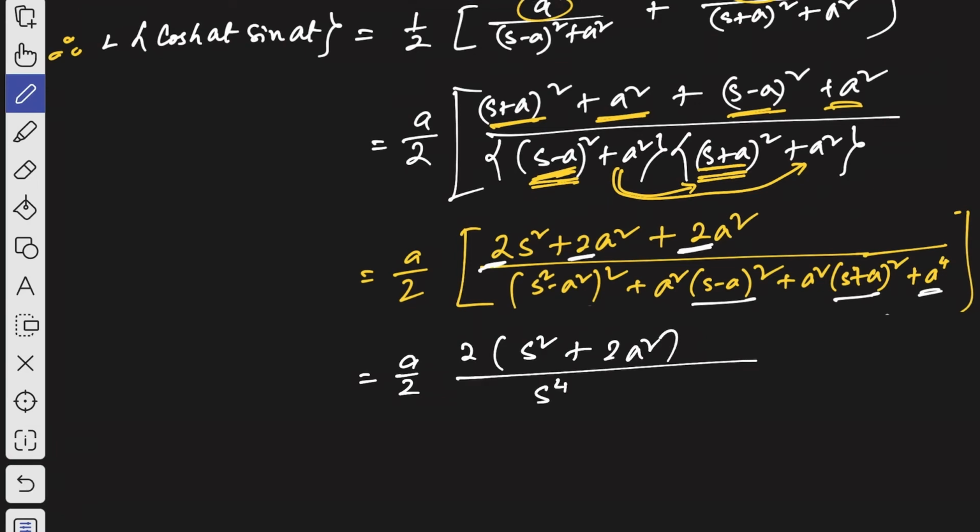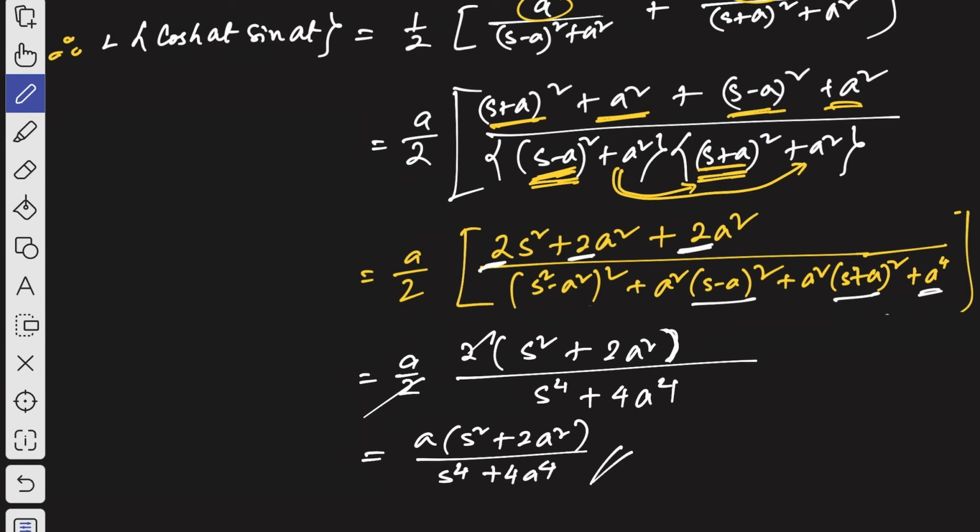By here s to the power 4 plus 4a to the power 4, that's what we will get as a denominator, right? How to get that, I have already shown. Now these two cancel, so our final result is a into s square plus twice a square divided by s to the power 4 plus 4a to the power 4. So this is our final result, the Laplace transformation of this is this. So hope you have understood this.